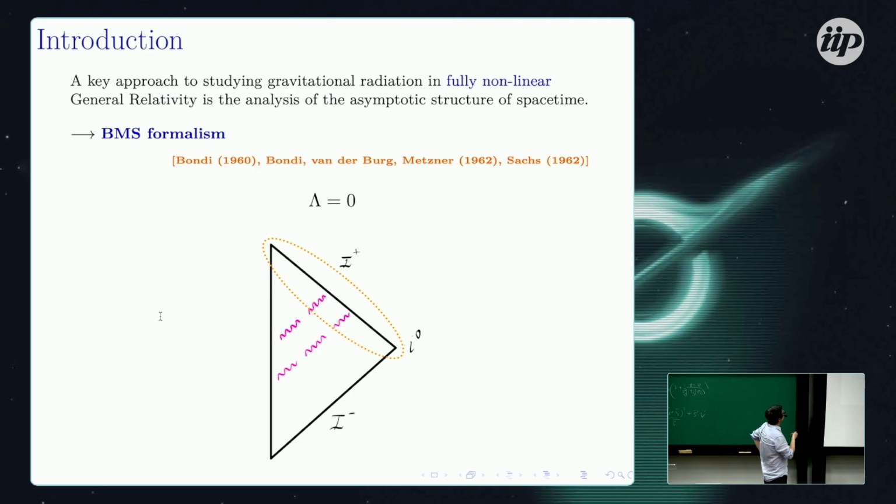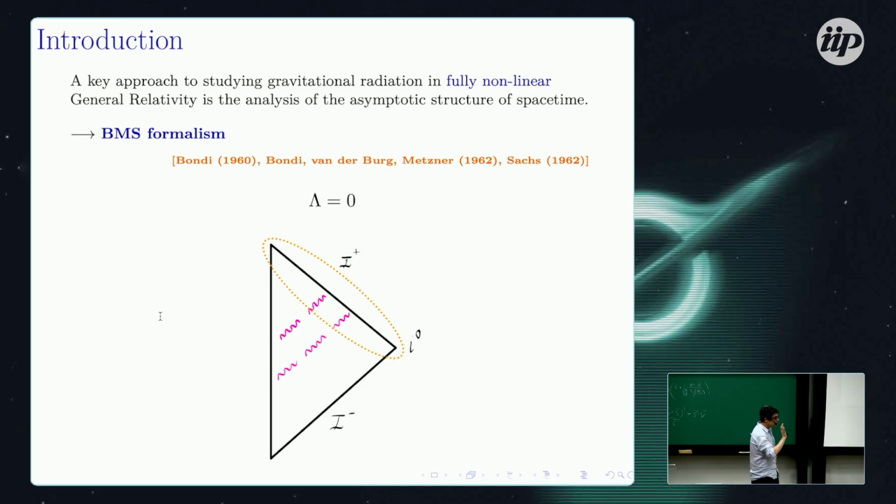So for this purpose, it's very important to understand the BMS formalism that was developed by Bondi, van der Burg, Metzner, and Sachs in the early 60s. And why? What was the main idea of Bondi? Suppose that we have a Minkowski spacetime and we have a source here. The source will emit radiation, and at some point the radiation will reach scri plus, future null infinity.